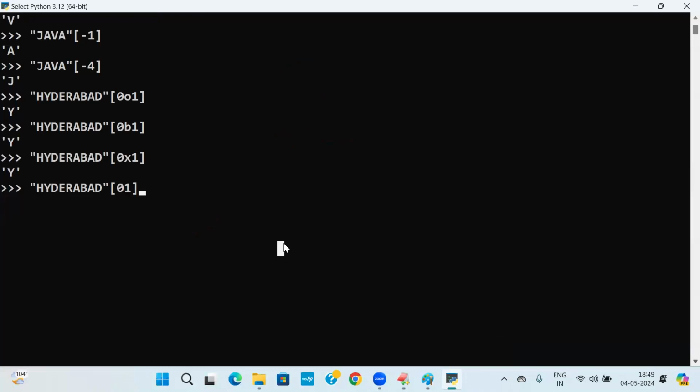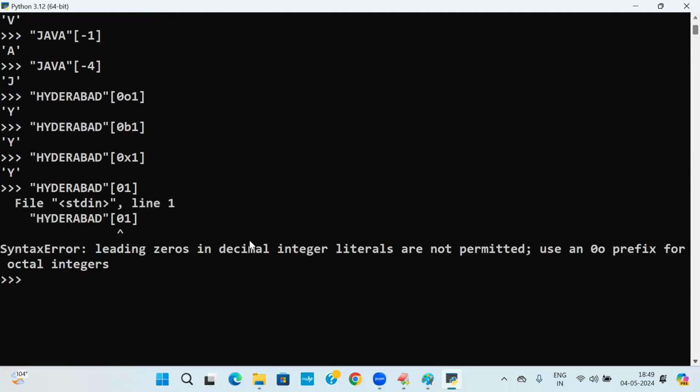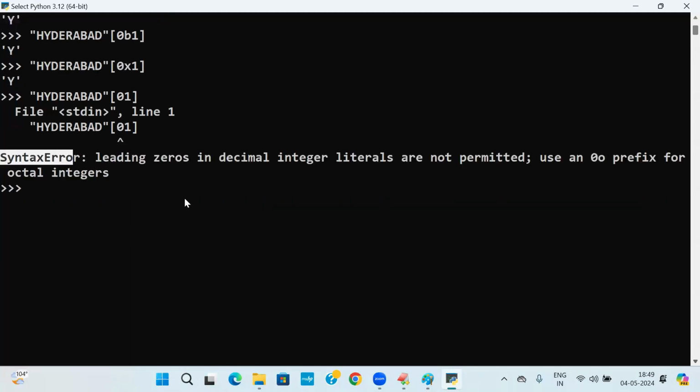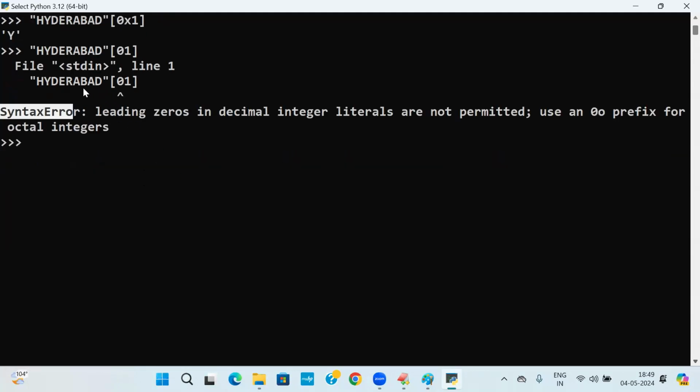In any decimal number system data, leading zeros will not be there. So you will get what? Syntax error. Generally, students will immediately go for the value as the answer, but that is a wrong answer. See that? Syntax error. Read it out.